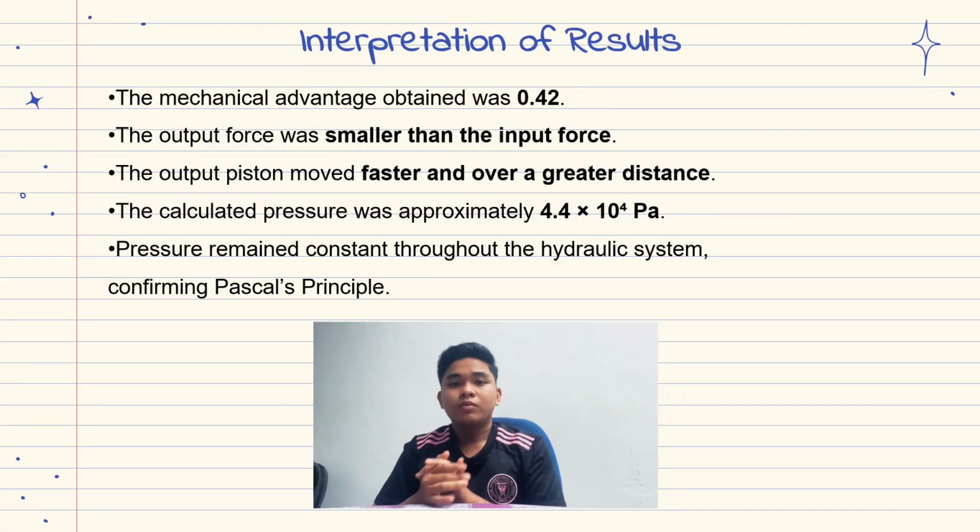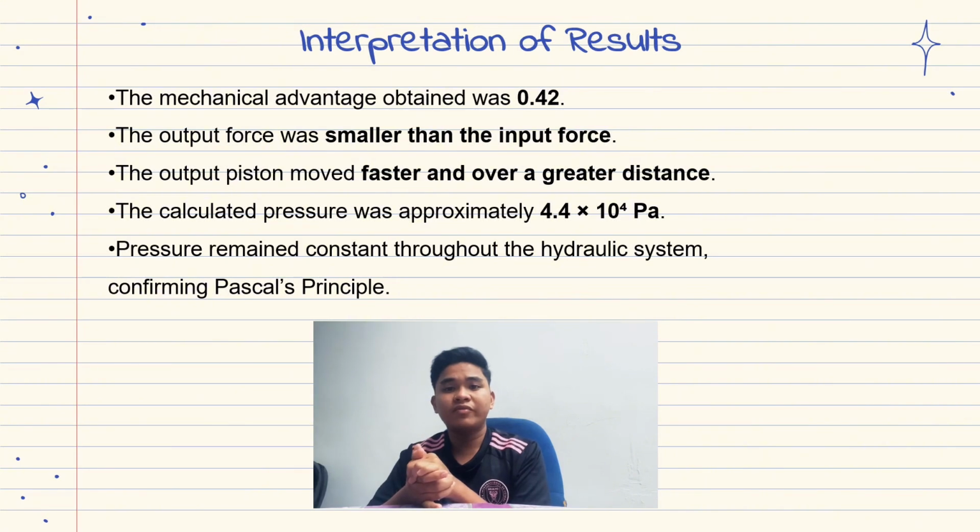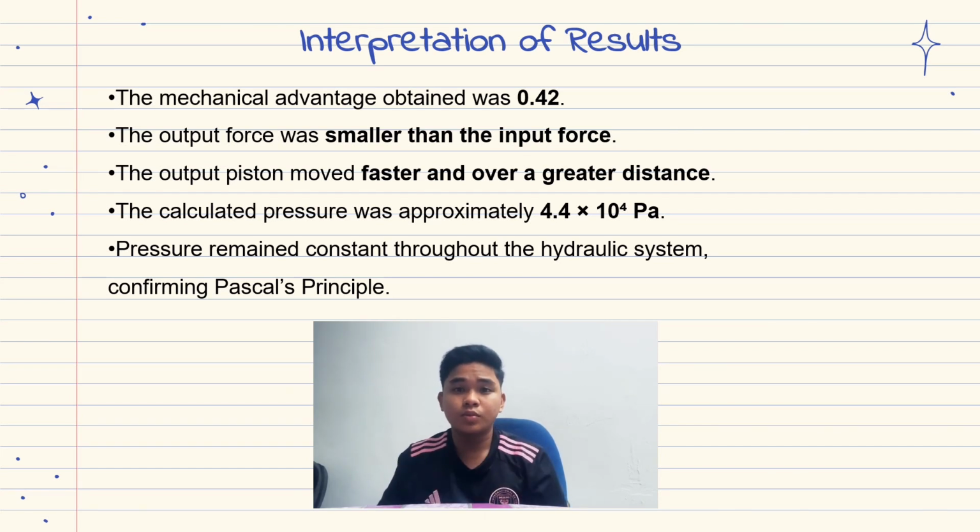displacement. From the interpretation of result, the mechanical advantage obtained was 0.42, indicating that the system does not amplify force but instead allows the output piston to move faster and over a greater distance. As a result, the output force was smaller than the input force, while the calculated pressure remained approximately constant throughout the hydraulic system, which confirms Pascal's principle and demonstrates how pressure is transmitted equally in all directions within the fluid.